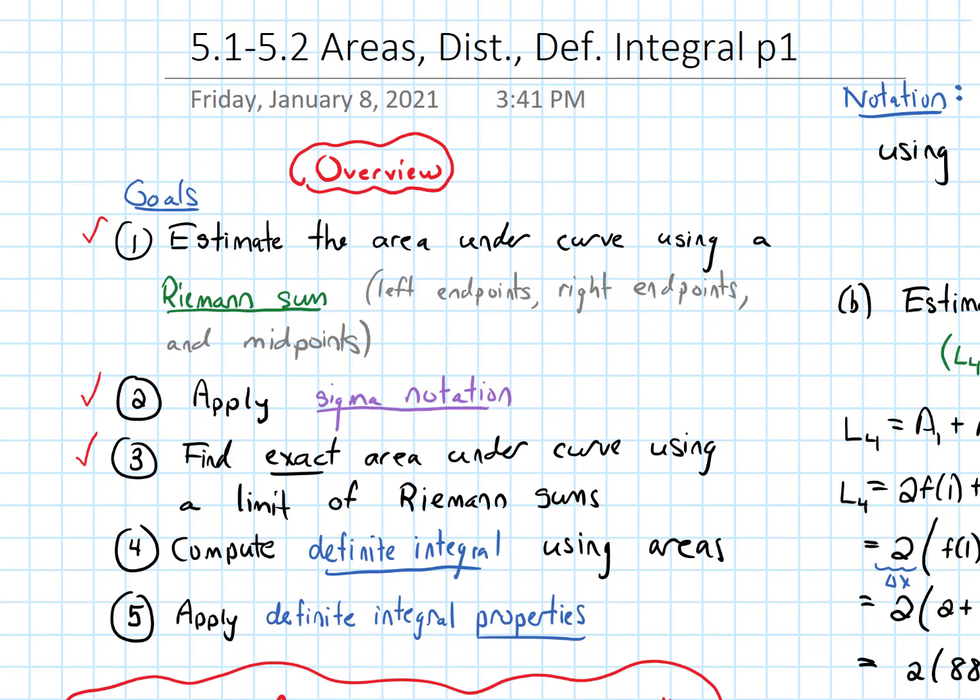So in terms of our goals for this section, we finished goal 4. Computing a definite integral, thinking of it as a signed area. We've been able to do that when our graph is simple, linear and circular paths, by just finding the area using geometry.